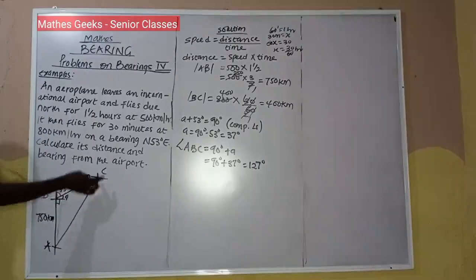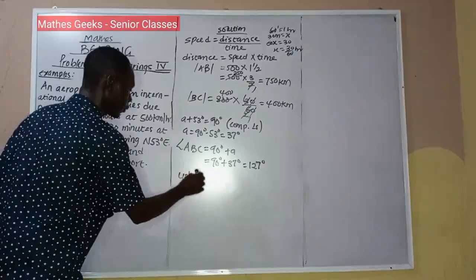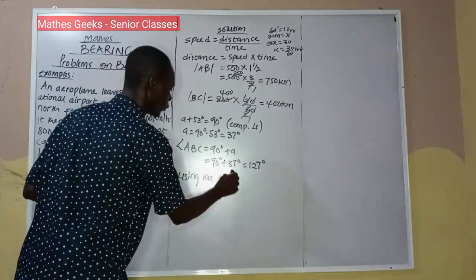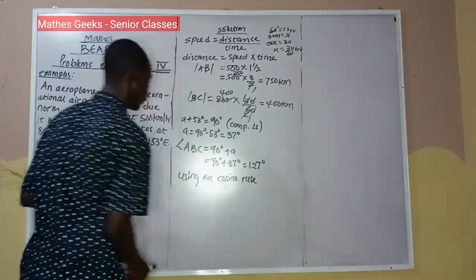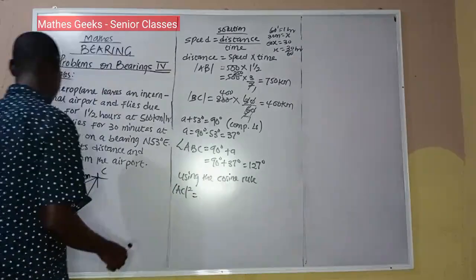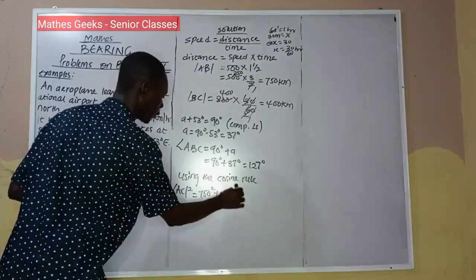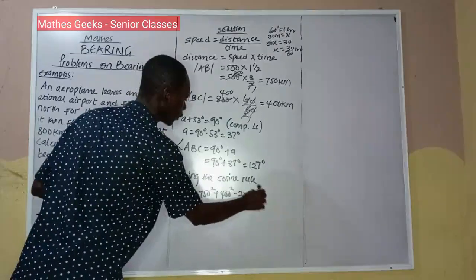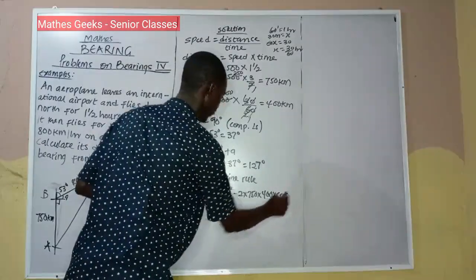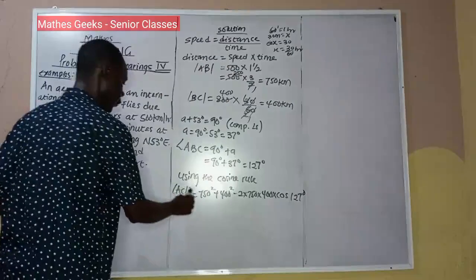Alright, so we've gotten this angle, and then we have two sides. I'm looking for this side AC. So which of the rules do we use? Using the sine rule. Oh, using the cosine rule. Using the cosine rule, we have that line AC squared is equal to 750 squared plus 400 squared minus 2 times 750 times 400 times cos 127 degrees.